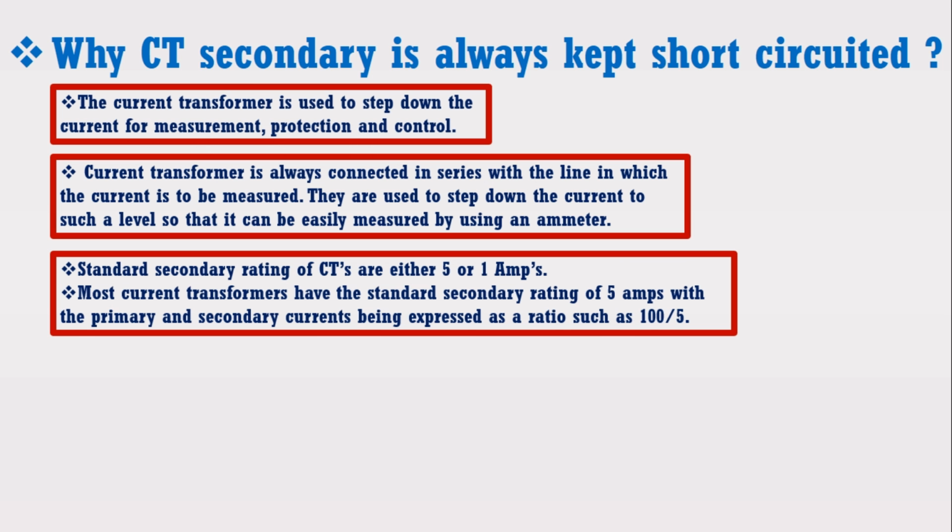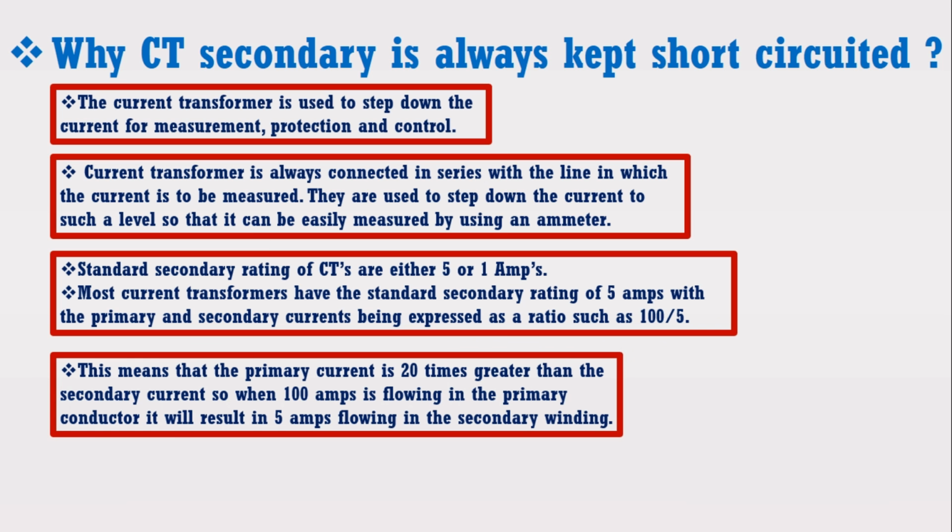Most current transformers have the standard secondary rating of 5 amperes with the primary and secondary current being expressed as a ratio such as 100/5. This means that the primary current is 20 times greater than the secondary current. So when 100 ampere is flowing in the primary conductor, it will result in 5 ampere flowing in the secondary winding. This was the basic introduction of current transformer.